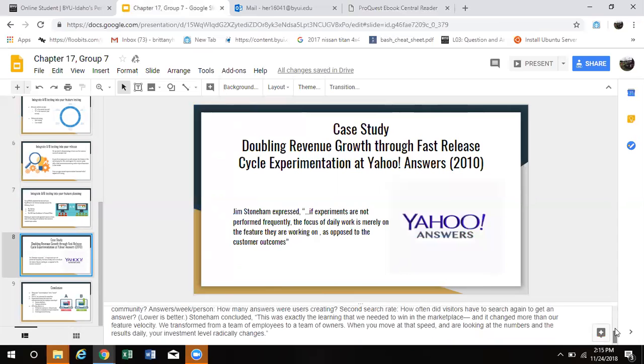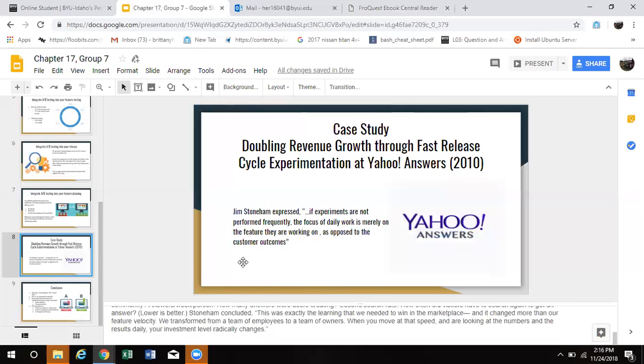Stoneham concluded: This was exactly the learning that we needed to win in the marketplace, and it changed more than the feature velocity. We transformed from a team of employees to a team of owners. When you move at that speed and are looking at the numbers as a result daily, your investment level radically changes. So Jim Stoneham said, if experiments are not performed frequently, the focus of daily work is merely on the feature they are working on, as opposed to the customer outcomes.